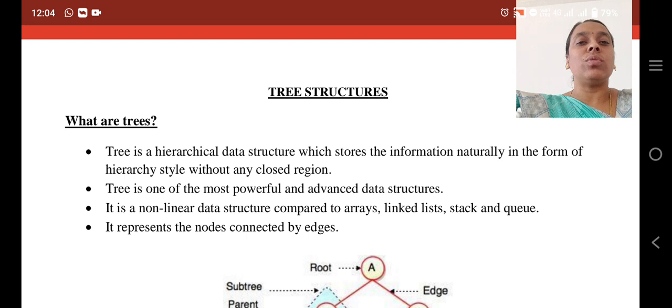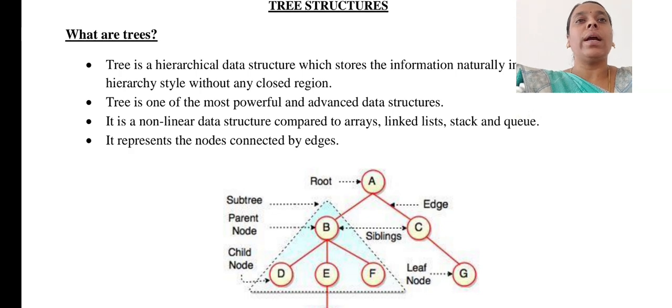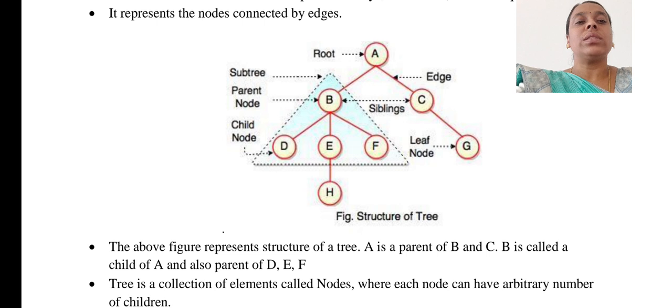Now we will discuss the tree concept. Here the tree is a hierarchical data structure. It consists of information in a hierarchical manner without any closed region. It is one of the powerful and advanced data structures. It is a non-linear data structure. Here the tree can be represented as nodes connected by edges. This is an example of the structure of a tree.